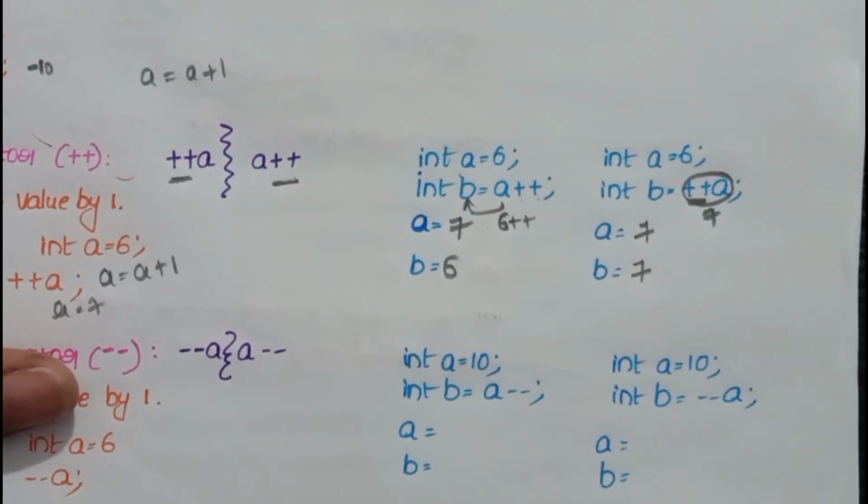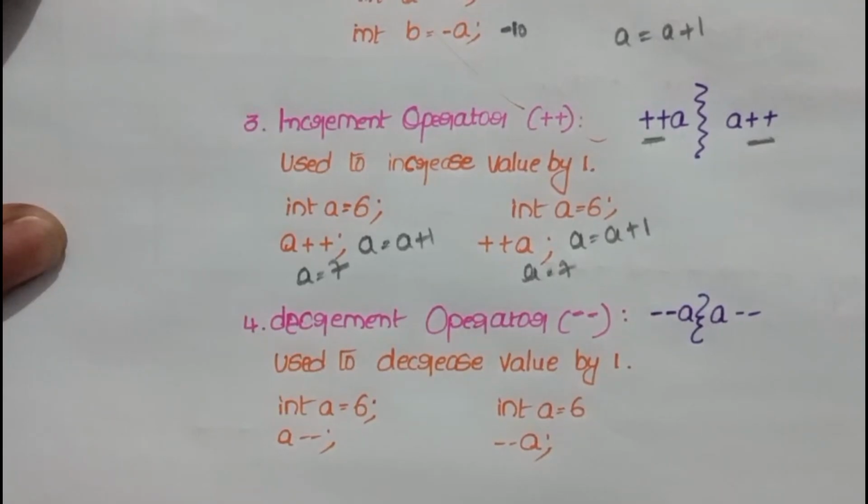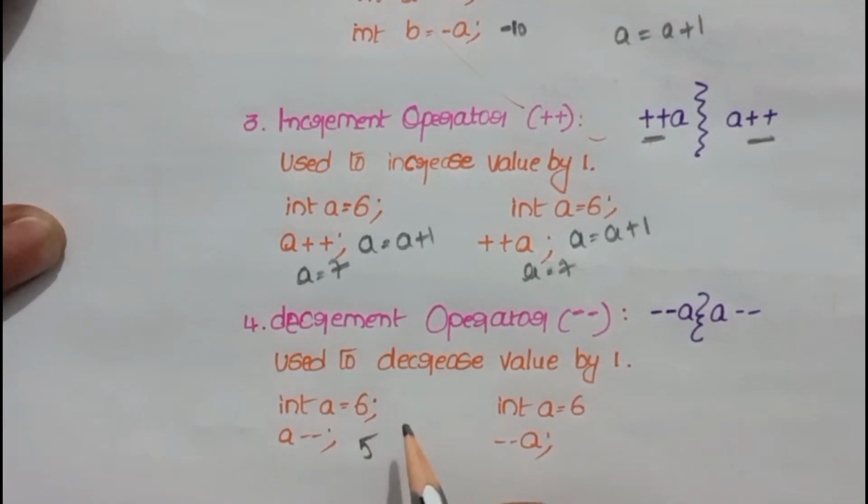In this way, increment operator behaves in two different types based on where it is being placed. In a similar way, we have decrement operator. If we place decrement operator before the variable, it is known as pre-decrement, and after the variable, it is known as post-decrement. Int a equals to 6, we are decrementing the value of a, ultimately 5 gets stored. Similar way, here also we are decrementing the value of a, ultimately 5 gets stored.